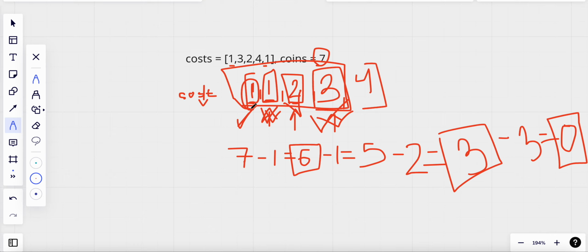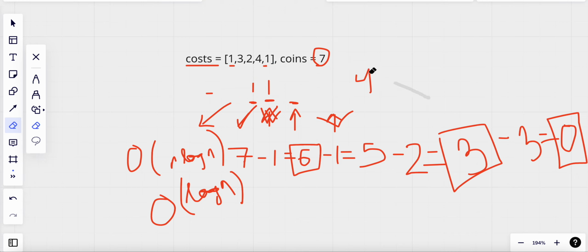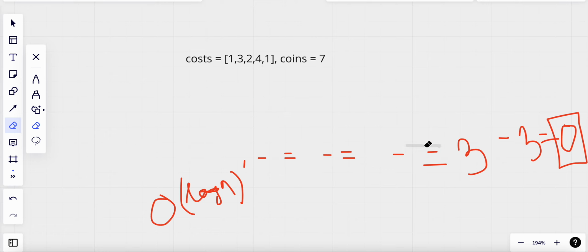So this is one way to solve the problem, by sorting the cost, which would take a time complexity of O of n log n, and the space complexity is log n, because sorting itself takes log n space complexity in JavaScript. Now another way to solve this problem is by using frequencies. So let's try solving this problem using another method.